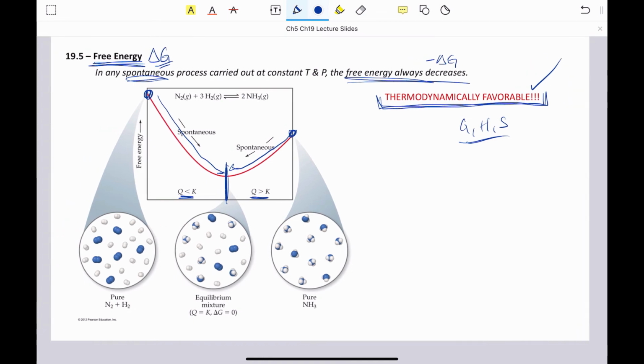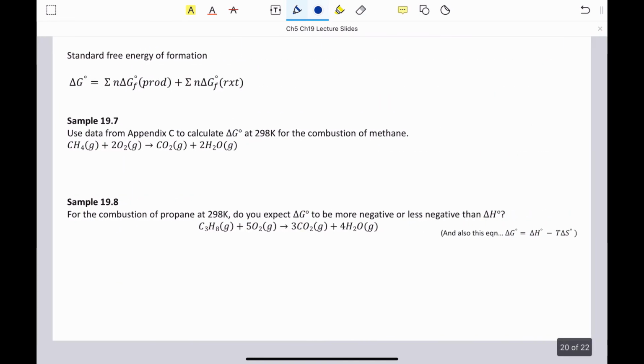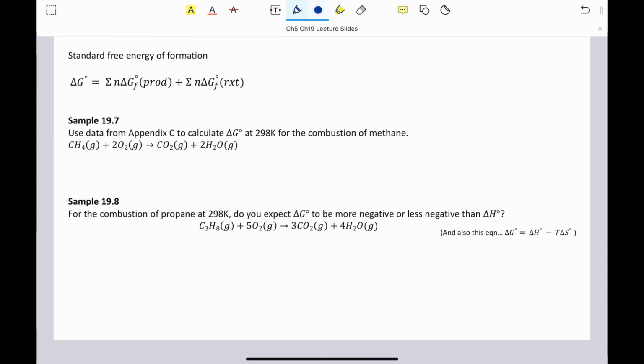All right, so let's talk about how we can calculate the free energy of a process. Note that the delta G of a process is equal to the sum of products minus reactants, same thing as before. So doing this shouldn't be a problem.